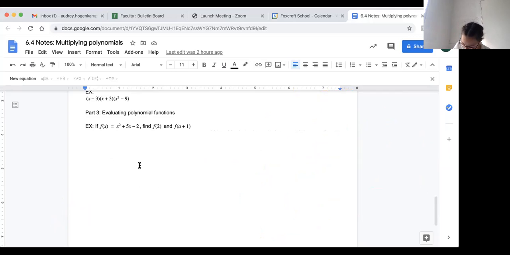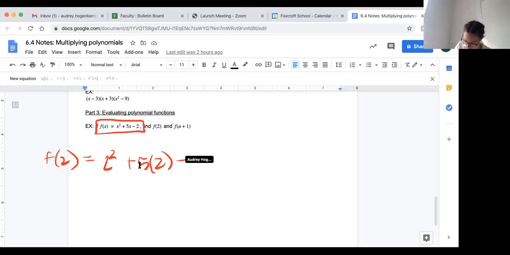And then last but not least, we have evaluating polynomial functions. So if we have this polynomial, f of x equals x squared plus 5x minus 2, we want to find f of 2. Easy. All we do is replace 2 every time we see x, right? So we're going to have 2 squared plus 5 times 2 minus 2. So we're going to have 4 plus 10 minus 2, which is going to equal 12.